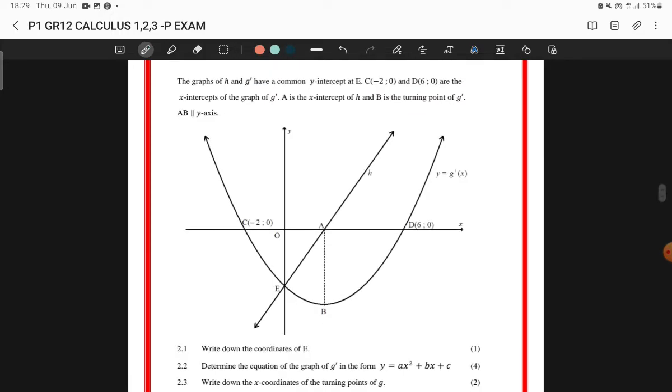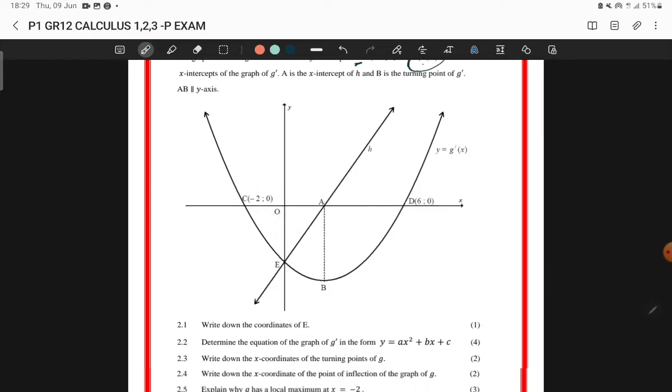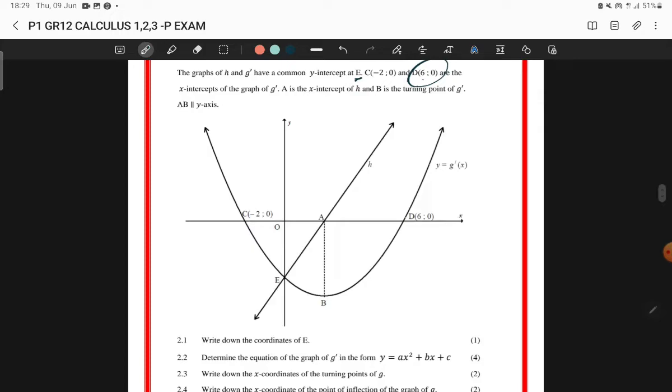Now, we are given this h and g, and of course we have e, that they are intersecting right at e, and we have c, the coordinates of c, which is the x-intercept of this derivative, and also d is the x-intercept of the very same derivative. Now, we are being told that AB, which is this line, is parallel to the y-axis.